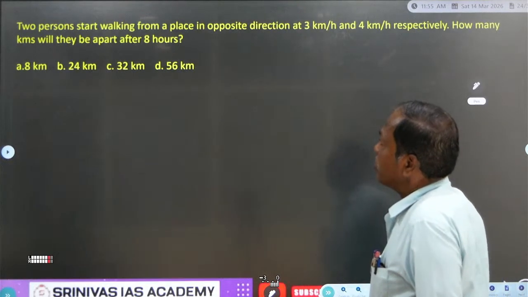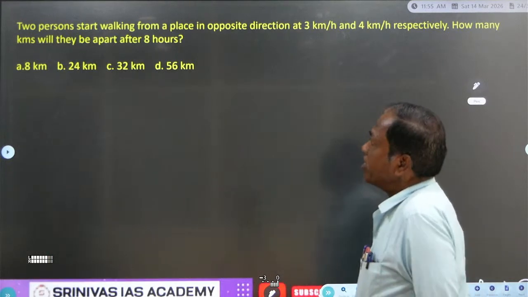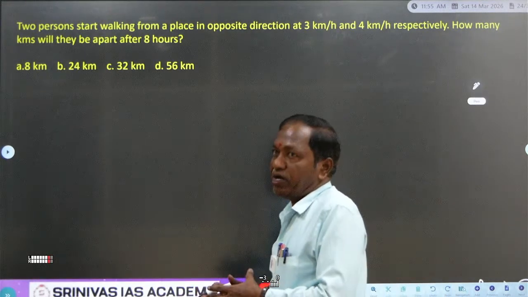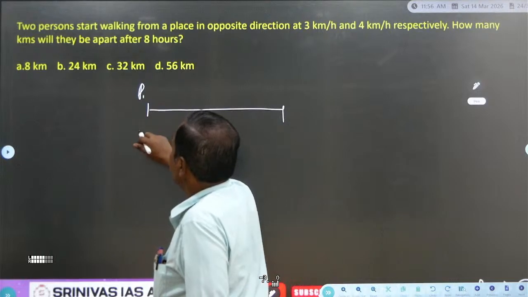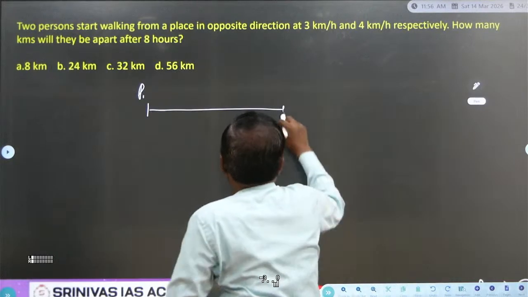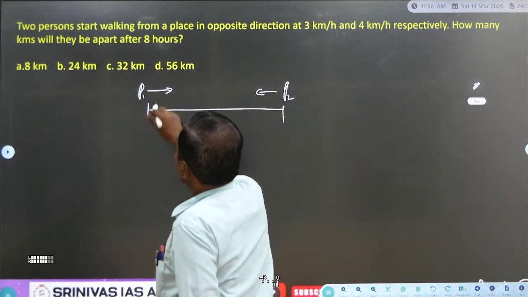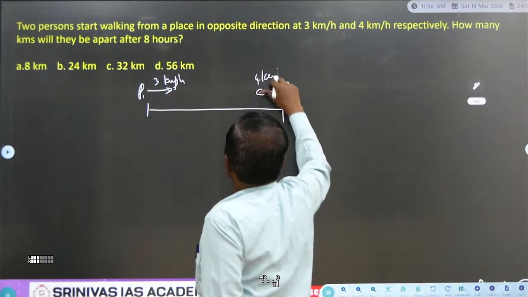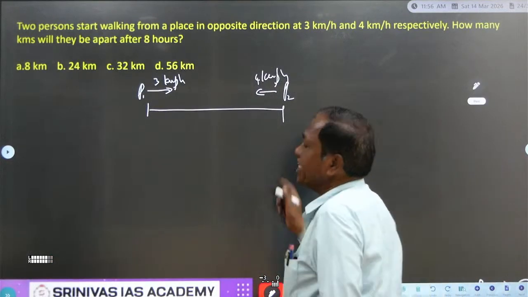Next, two persons start walking from a place in opposite direction at 3 kilometers per hour and 4 kilometers per hour respectively. How many kilometers will they be apart after 8 hours? So opposite direction, you have to take the sum of the speeds. Person 1 walks like this, and this is 3 kilometers per hour. Person 2 walks 4 kilometers per hour.